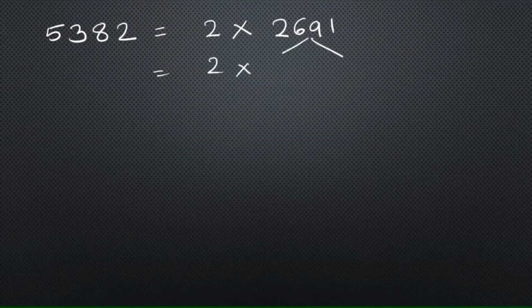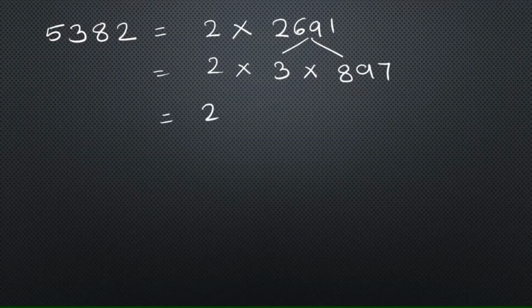Now if you see here, in 2691, the sum of all these digits is 18, so that number is divisible by 3. So we write here 3 times. When we divide this number by 3, we get another factor, that is 897. For the next step, we write here 2 times 3, because 2 and 3 are prime factors.